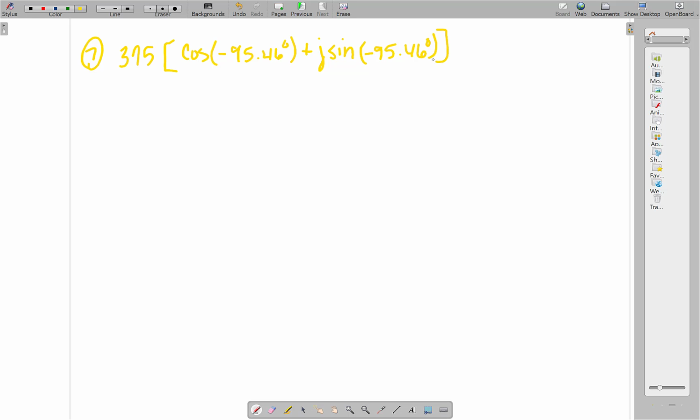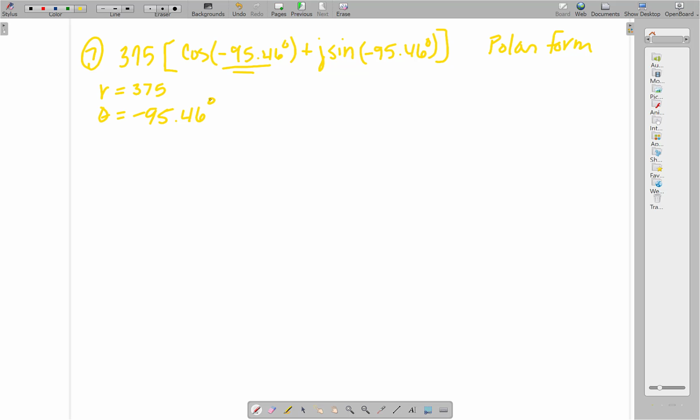I would ask you what form it currently is in, and you should recognize that this is in polar form because we have an r and we have our theta. So let's list that to make sure we write everything down so we don't get confused. r is equal to 375. Theta, you can see, is a little bit weird here. It's negative 95.46 degrees, which causes a little bit of a problem, but we're not going to let that get to us too much.